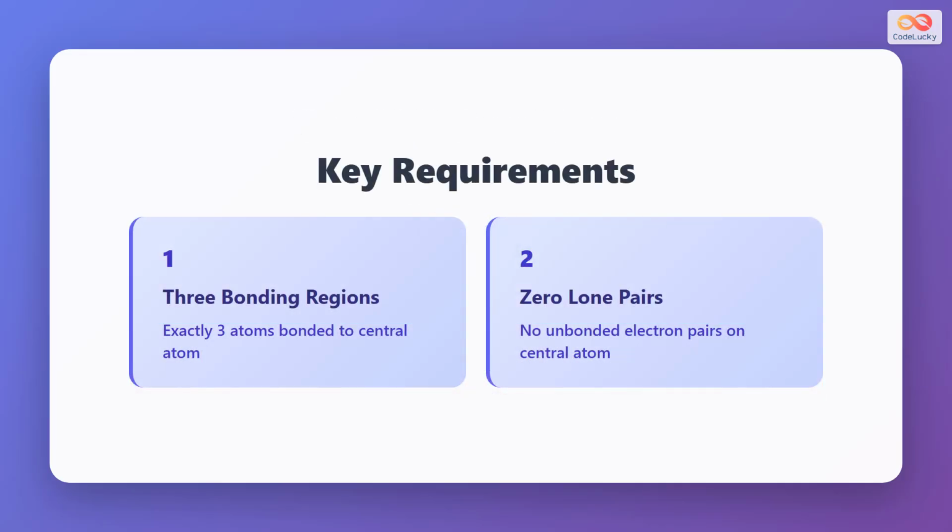For a molecule to have trigonal planar geometry, two critical requirements must be met. First, there must be exactly three bonding regions, meaning three atoms bonded to the central atom. Second, there must be zero lone pairs of electrons on the central atom. If either condition is not met, the molecule will adopt a different geometry.